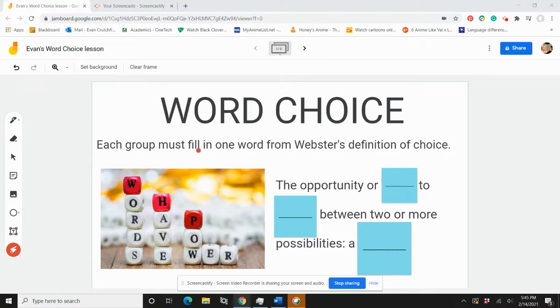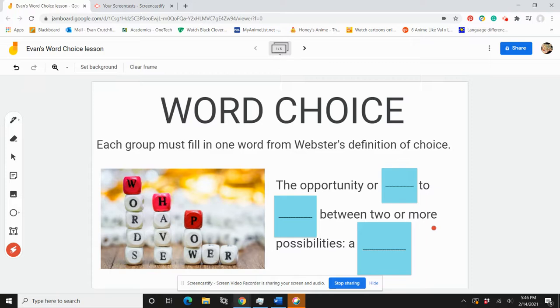So let's look at the definition, which is the opportunity or power to choose between two or more possibilities, a decision. And so this is a really good definition to understand why word choice is important. Students often forget why they need to focus on what words they choose. And so that's why I chose to focus on choice, the word choice.